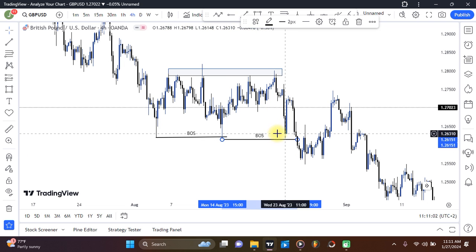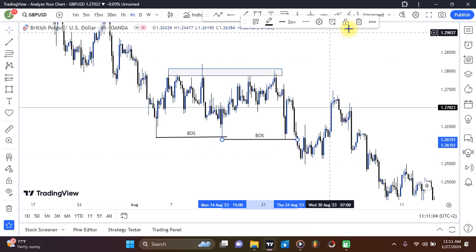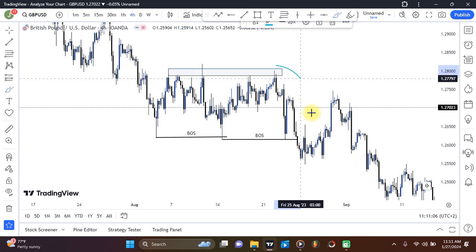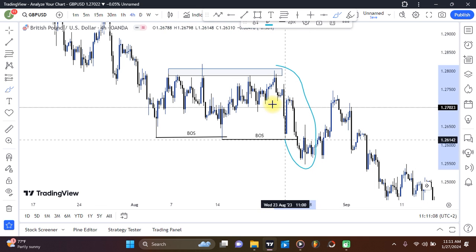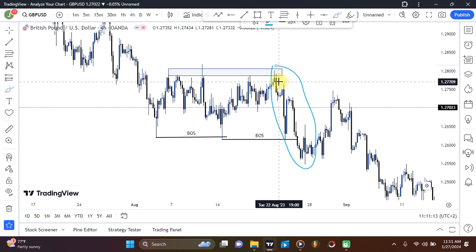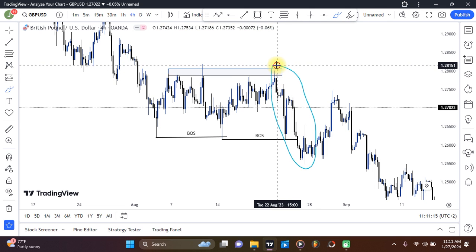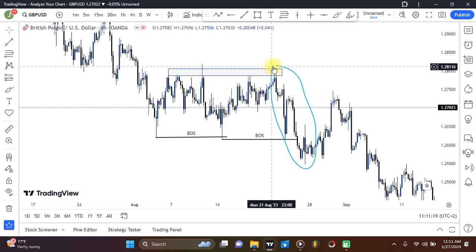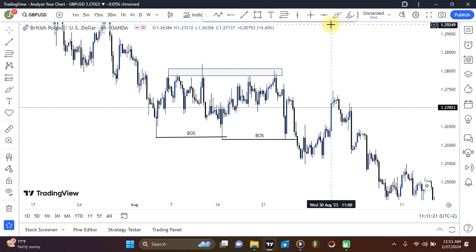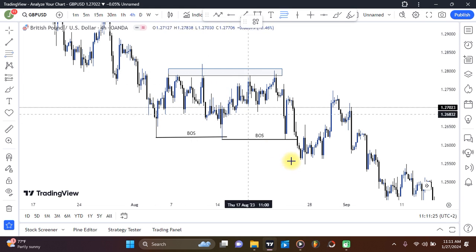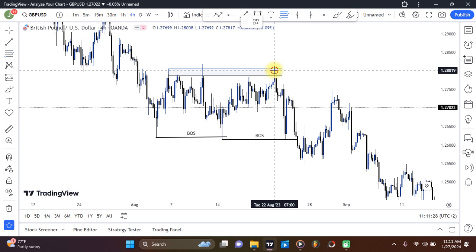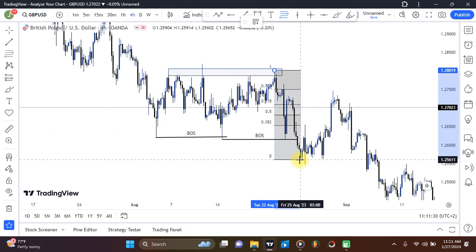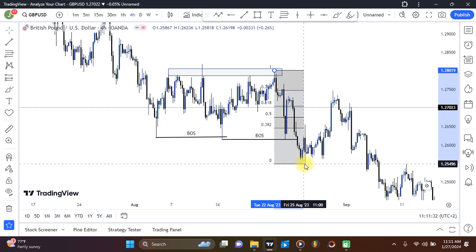Now, after creating this breakout of structure, we focus on this range right here. We focus on this range over here. Now, focusing on this range, we are going to place our Fibonacci tool. So when we place our Fibonacci tool, since we are on a downward trend, we are going to start from the top, the high of the range, to the low of the range.